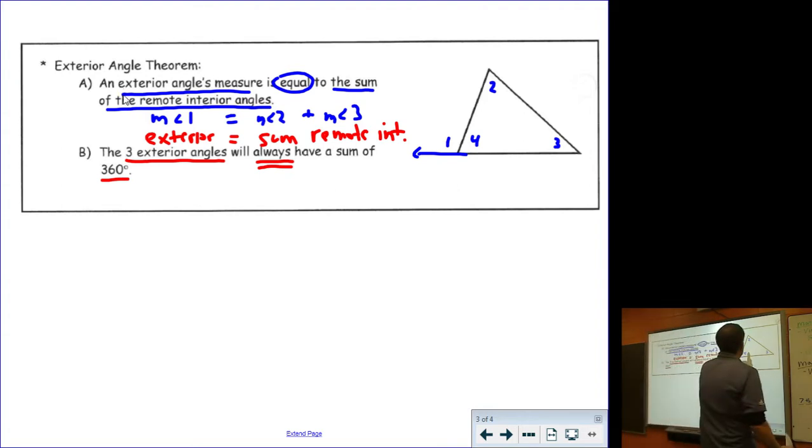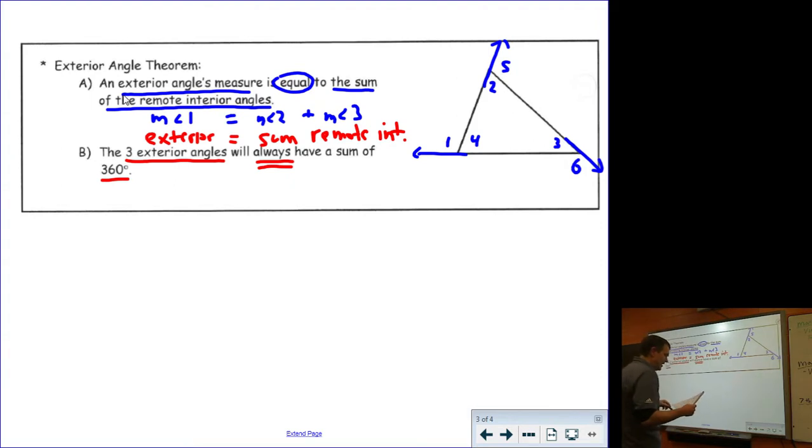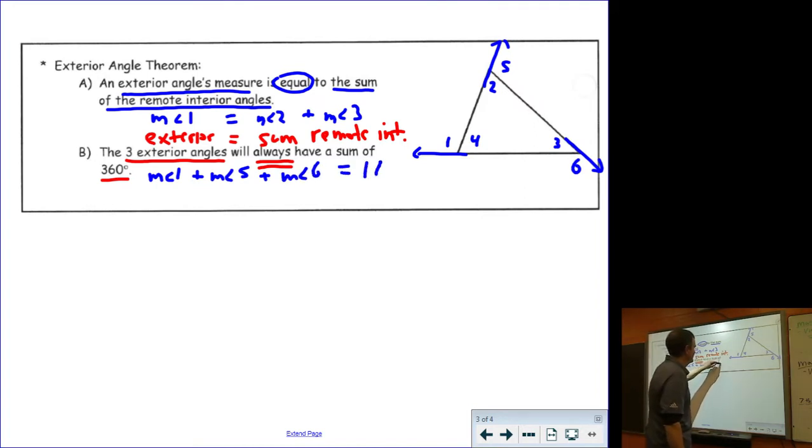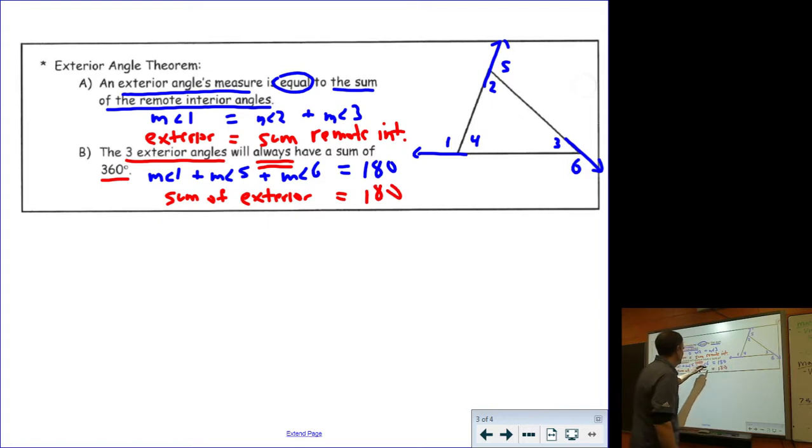Let me go ahead and draw the other exterior angles. So this might be angle 5, and this might be angle 6. And this rule would say that the measure of angle 1 plus the measure of angle 5 plus the measure of angle 6 adds up to 360 degrees. Or in words, that would be the sum of the exterior angles equals 360 degrees.